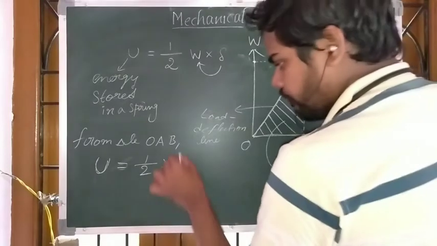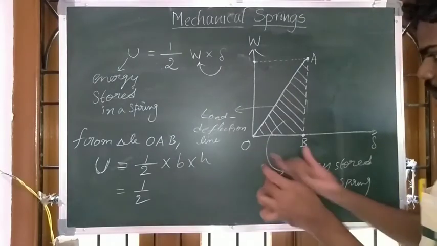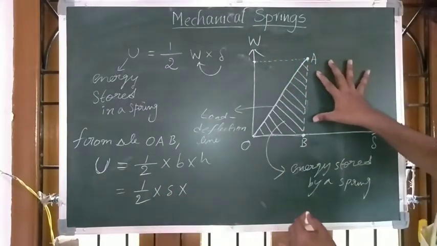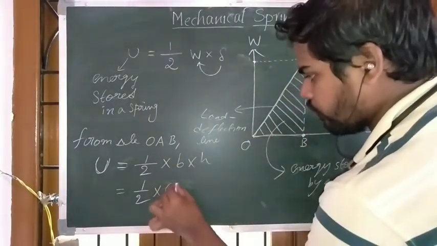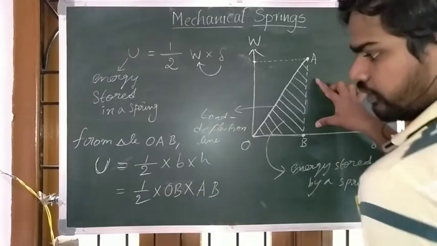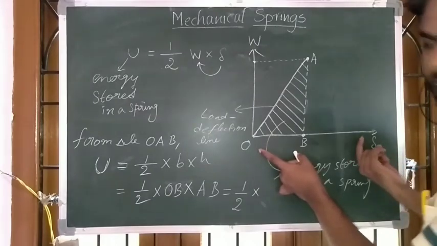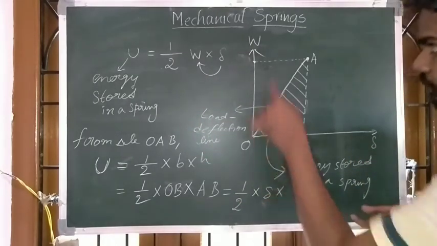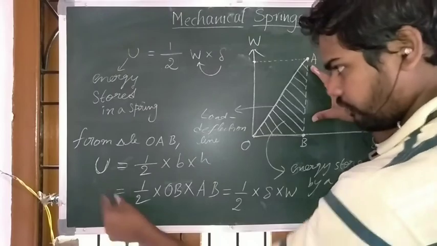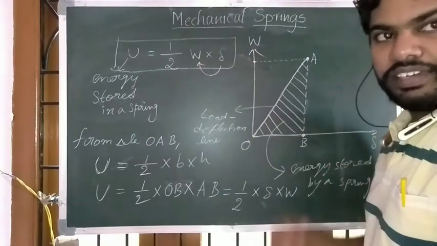What is the formula for a triangle? Half base into height. This is the base. What is the value of this base? This distance becomes delta, the deflection, into height. In other words, base OB, height AB. Now OB means deflection delta, and OA means load. Let us say the applied load is W. Then the formula U becomes half load into deflection. So that is how that formula comes.